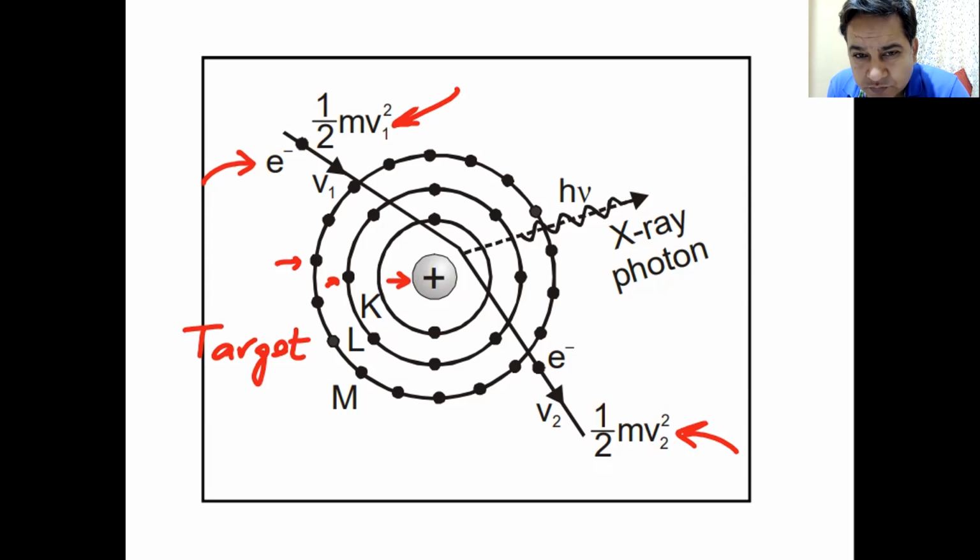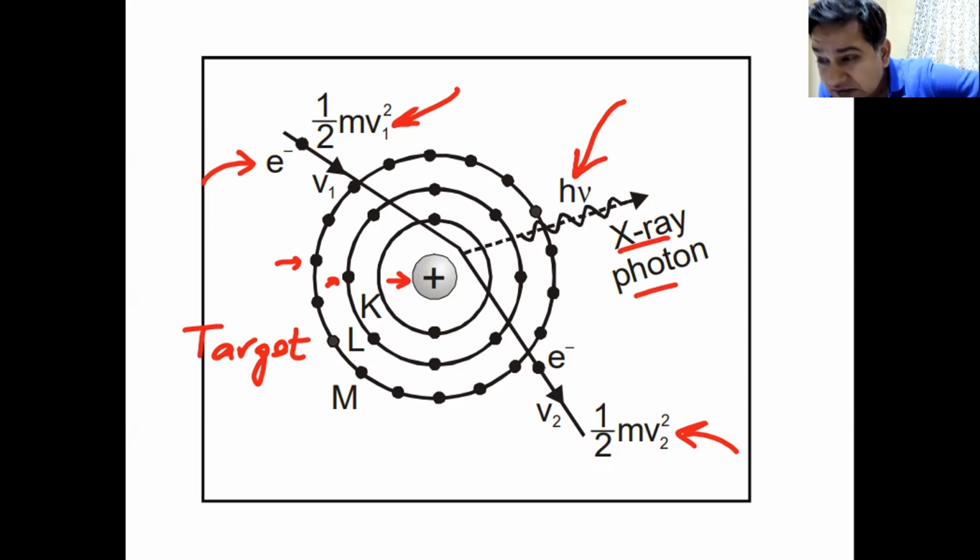Where does that energy go? It will go in the form of some radiation. Yes or no? Law of conservation of energy. Yes, sir. Energy cannot be created. Obviously, this will heat up the atom. Yes, it will heat up the atom. But some amount of energy will be going in the form of radiation. Yes or no? Yes, sir. And that radiation is your X-ray. Do we understand this? Yes, sir.